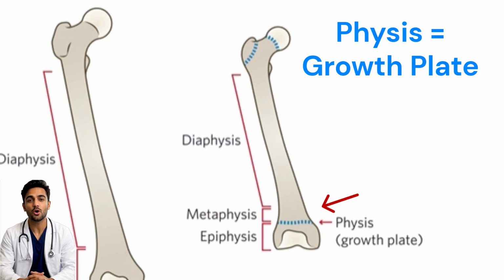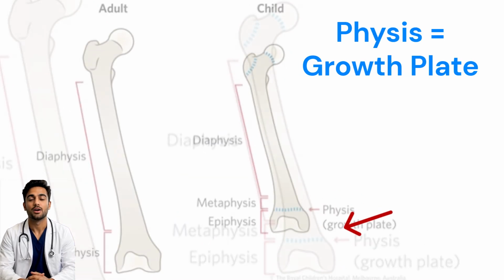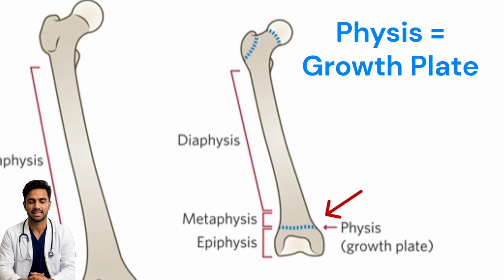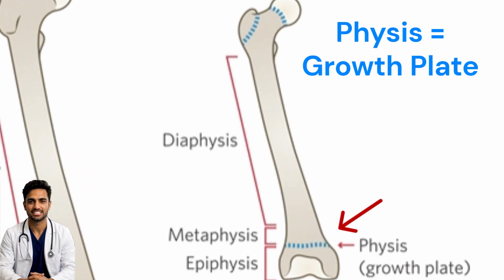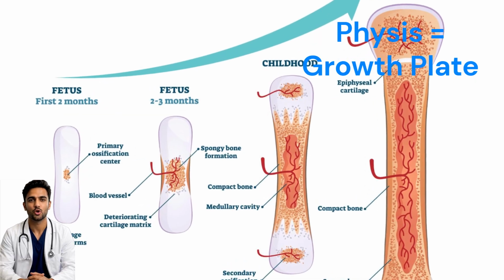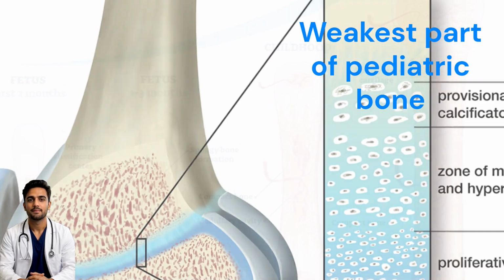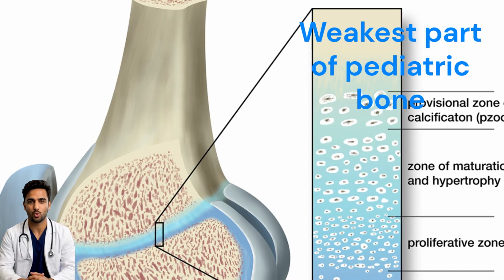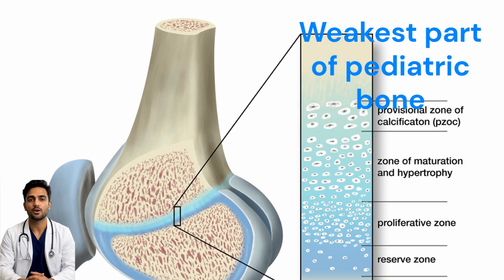In children, long bones contain a specialized cartilaginous structure known as the physis or growth plate. The physis lies between the metaphysis and the epiphysis and is responsible for longitudinal bone growth. However, because it is structurally weaker than the surrounding bone and ligaments, it is particularly vulnerable to injury.